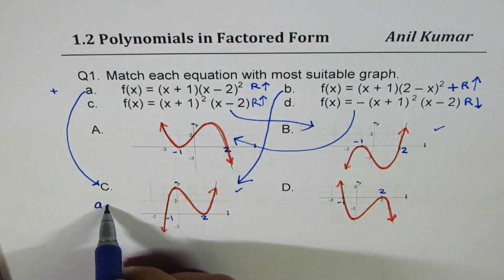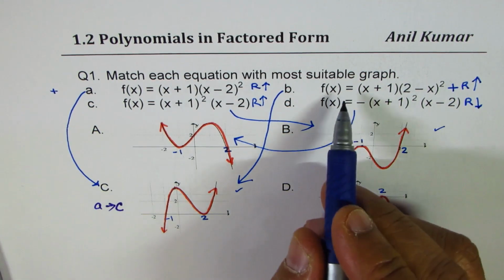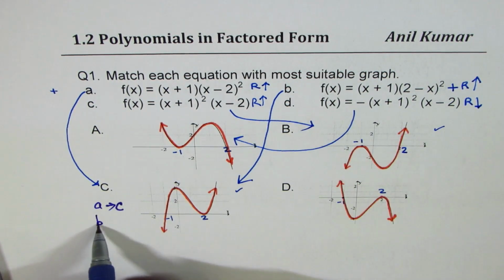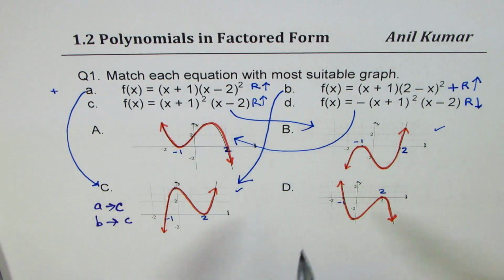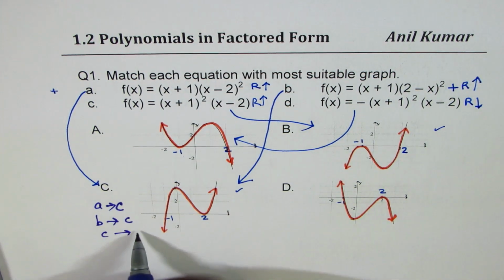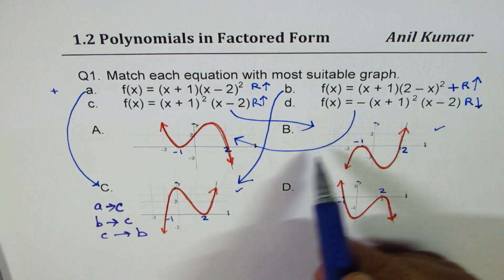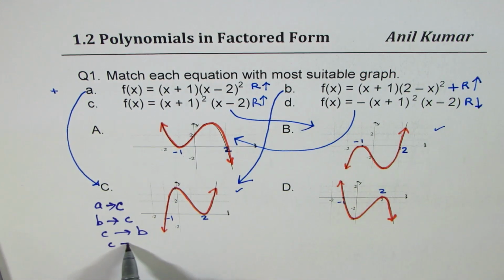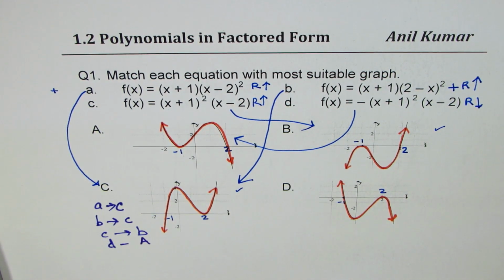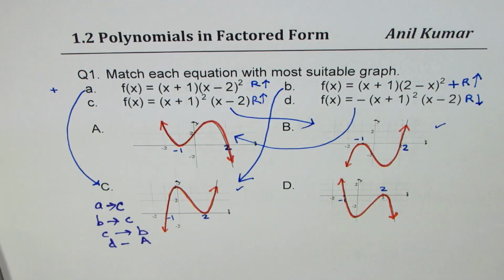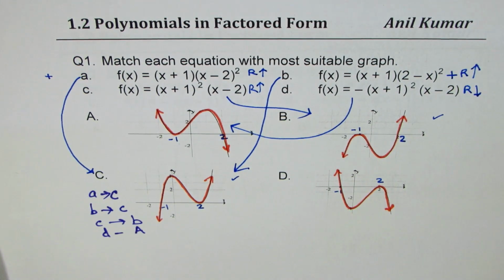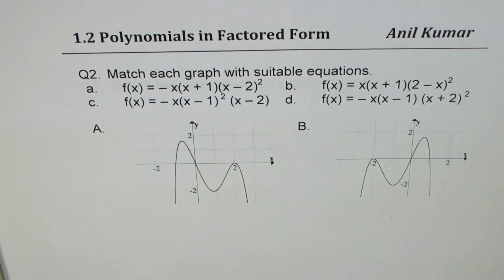So A matches with C, right? And B also matches with C. C matches with B at minus 1. And D matches with A. So is that okay? That is how you're going to match the graph with the given equations. Correct? So there is no match for capital D. Okay, let's move on and take question number 2 now.